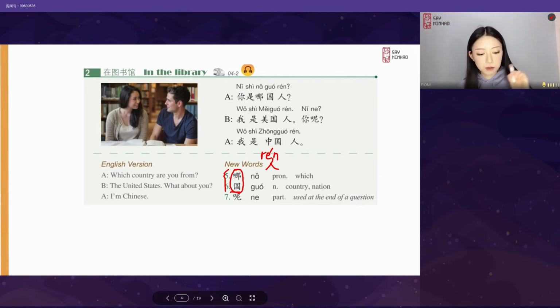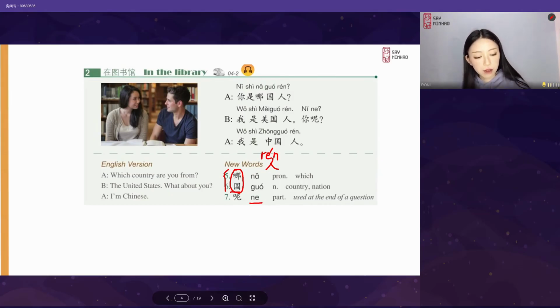Now try to remember how to say China. China is 中国, and America is 美国. Very good. Last new word of text 2 is 呢. The initial n and the final e, it is a neutral tone which we should pronounce soft and quick. Read after me. 呢. It is a particle, and it is usually used at the end of a question.